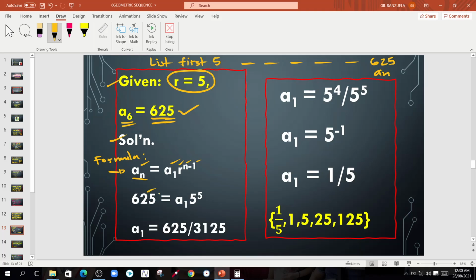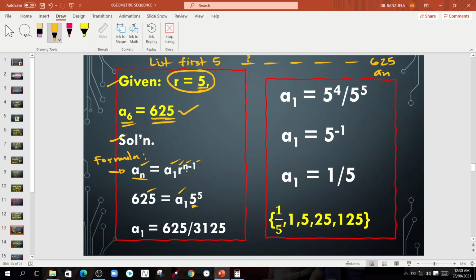Okay? So, I have 6 to 5 here. Then, of course, the first element is missing. Hindi pa natin alam yung first element. So, mananatili siyang A sub 1. Okay? So, what we know, yung common ratio, 5. So, I have 5. Okay?